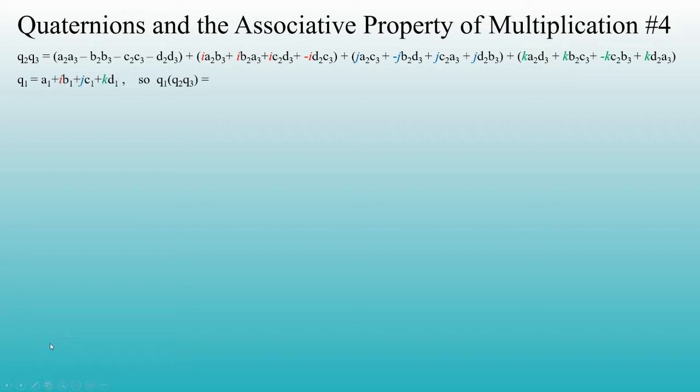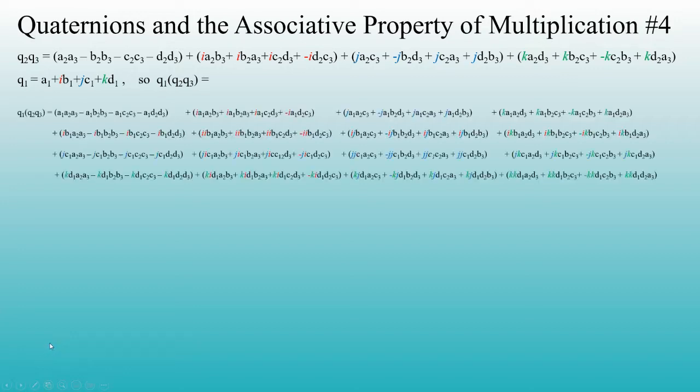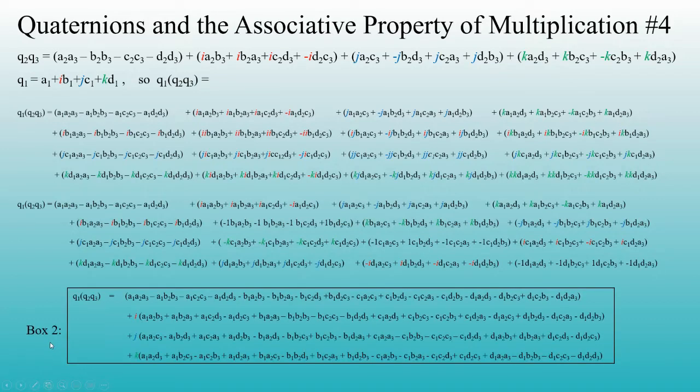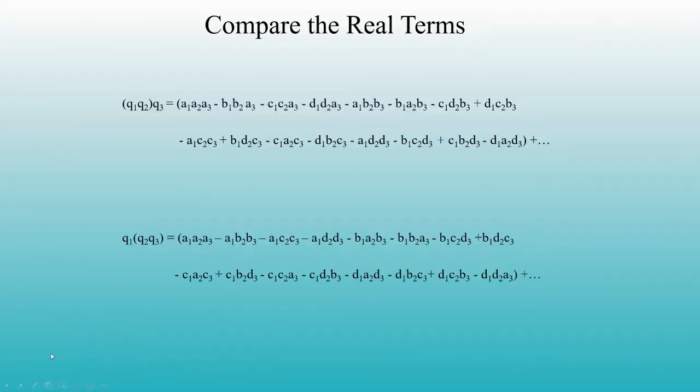Next, multiply this product by q1 from the left. Here are the 64 terms. Here they are again with the ijk's evaluated. And here they are regrouped by axis parameter. So now the question is, do the terms in box 1 match up with the terms in box 2? As with the commutative analysis, the only organizational break we have is that the 16 real terms in each box must correspond to each other, and the same for the i, j, and k terms. Here are the 16 real terms from box 1, and here are the 16 real terms from box 2. Do they match up?